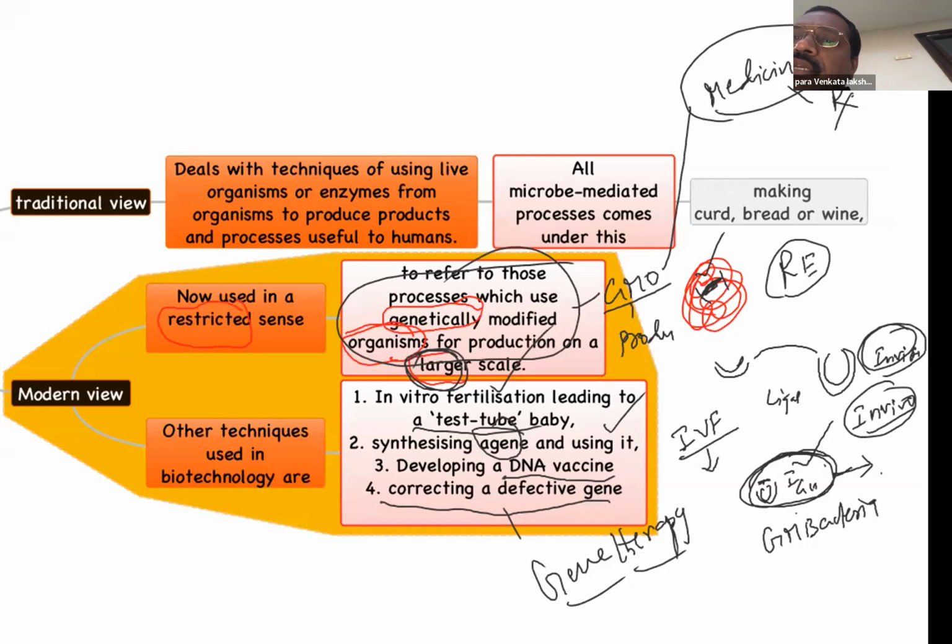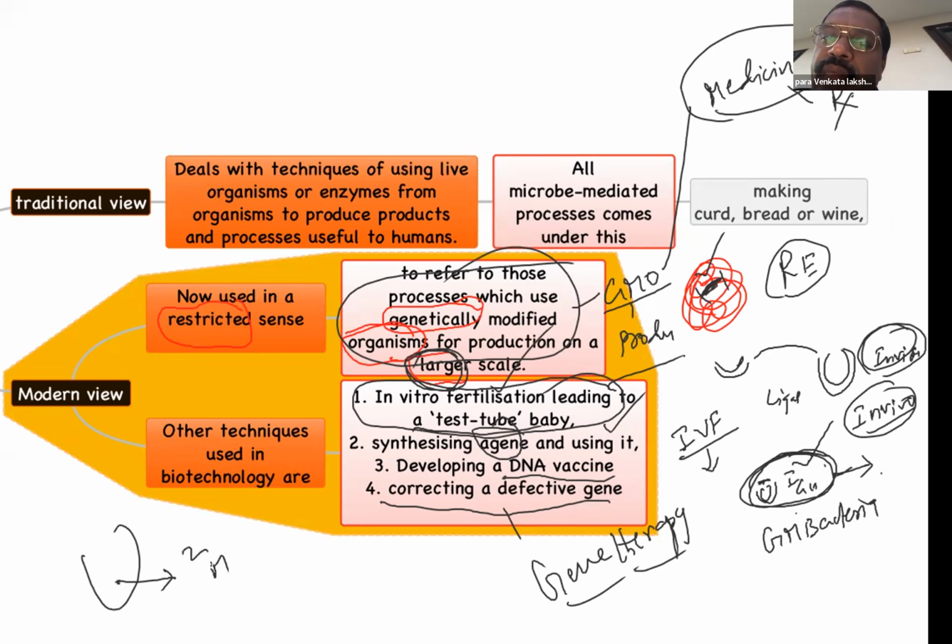And not only that, if there is any reproductive problem, and we discussed the reproductive structure, fertilization occurs in the fallopian tube, and there is a problem in the fallopian tube. So you can conduct the fertilization outside in the test tube, and the fertilized zygote will be produced. The zygote will become morula, morula will become blastula, and this blastula stage can be inserted into the woman. That is what is the test tube baby. As the fertilization is going on in the test tube, this fertilization is called in vitro fertilization, and this in vitro fertilization leads to the test tube baby.